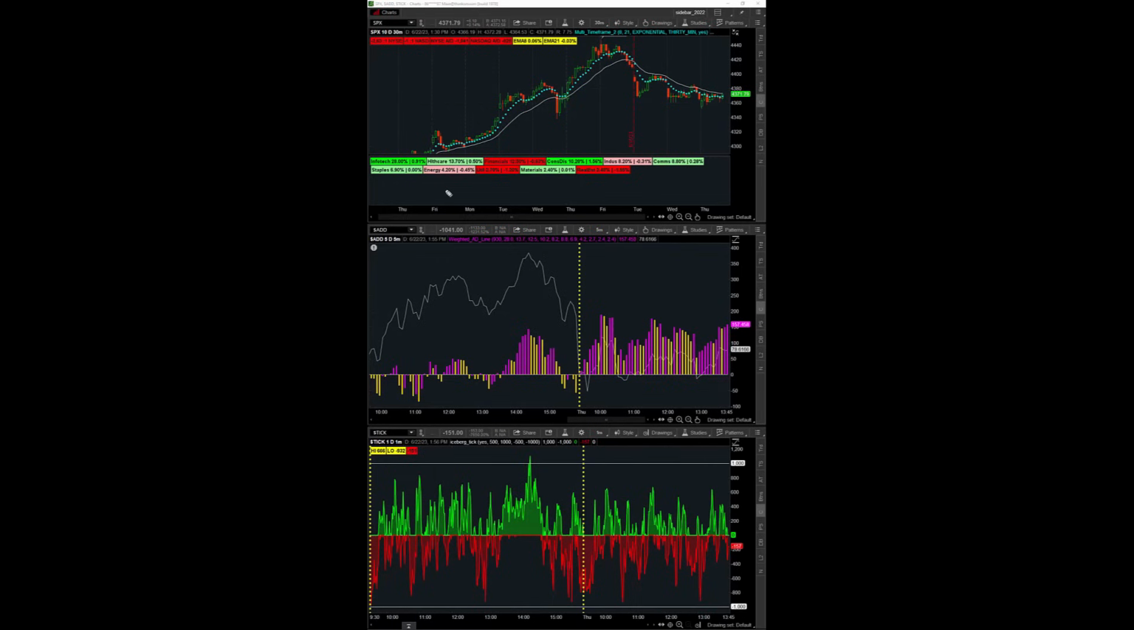On a trending day, they're all green. That's a trending day up. On a trending day down, they're all red. If it's really a strong trending day in either direction, they're going to be all dark green. If it's a strong trending day down, it's going to be dark red. Okay, and this is very, very important. All the sectors will be pulling on the same oar, so to speak. They'll all be going in the same direction.